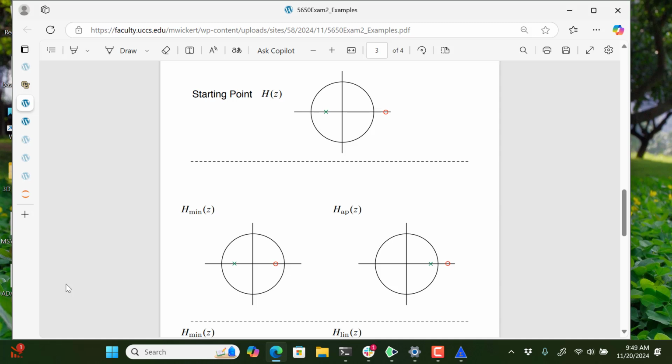Now, what we can't do in a realizable system is make this all-pass system be flipped where the pole is outside and the 0 is inside, because then we would have a pole outside the unit circle, and then the region of convergence is exterior to the unit circle, and then we're not stable anymore. Remember, we introduced that idea a long time ago.